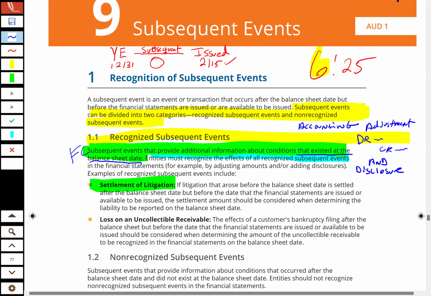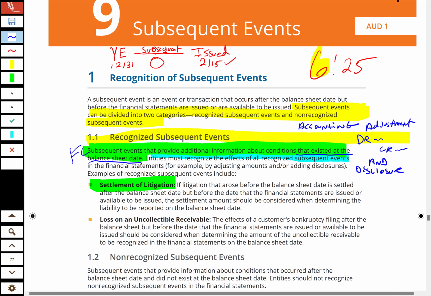Okay. For example, let's say we were being sued and the suit was filed in November of 2023. We come to 2024 and the case is settled, say in January, and say it was settled for $10,000 in January. I would be required to debit a loss for $10,000, assuming I lost the case. I would debit loss $10,000.